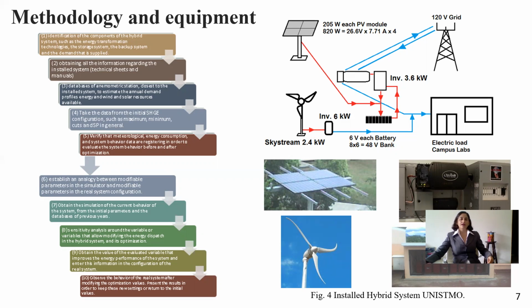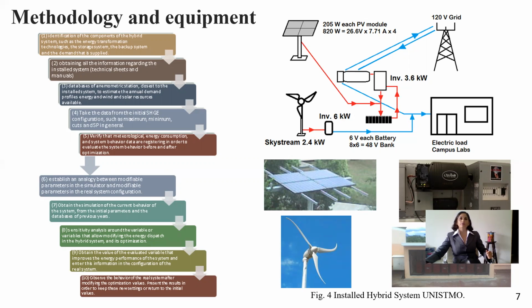Number 5, verify that meteorological, energy consumption, and system behavior are kept in records in order to evaluate the system behavior before and after the optimization. Number 6, establish an analogy between modifiable parameters in the simulator and modifiable parameters in the real system configuration.